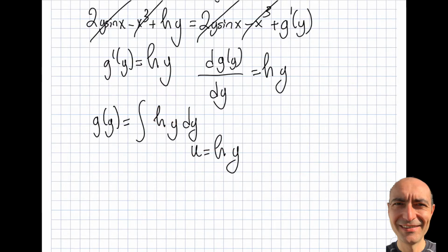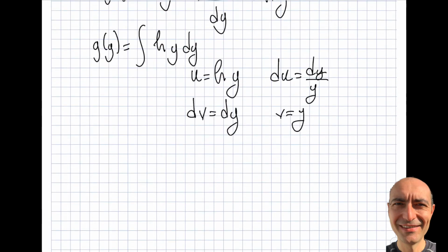Do I know the derivative of ln y? Well, if you don't know it, you're in trouble, correct? But most of us do. So this is dy by y. And then what am I going to call dv over here? I'm going to call this dy, that's the only thing left over there. So v will be equal to y. Then if I go ahead and evaluate this, you will see what happens.